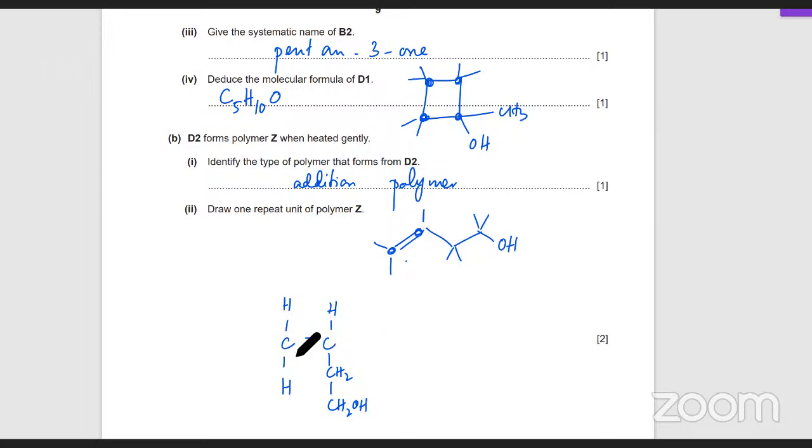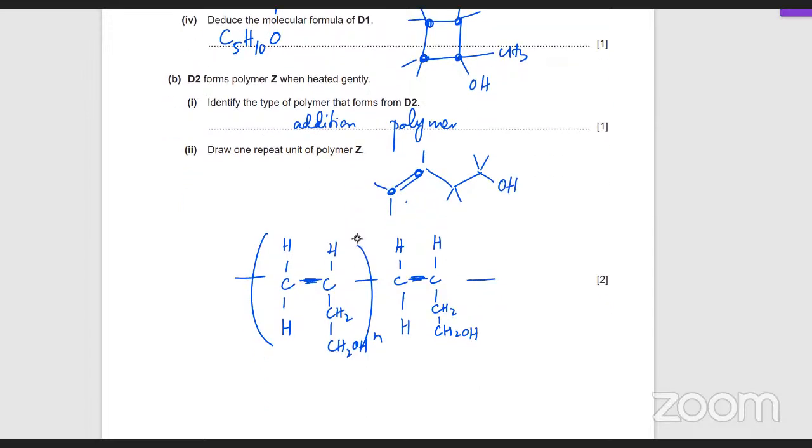Except I focus on the double bond. Double bond. This carbon is bonded to 2 H's. This carbon over here is bonded to an H, and CH2, CH2, OH. So how is a polymer formed? The same thing will repeat. So there is CH2, CH2. The double bond would turn into a single bond, and they'll start joining up. He's asking for one repeat unit, so the one repeat unit is this thing. Put an n, that's your repeat unit.